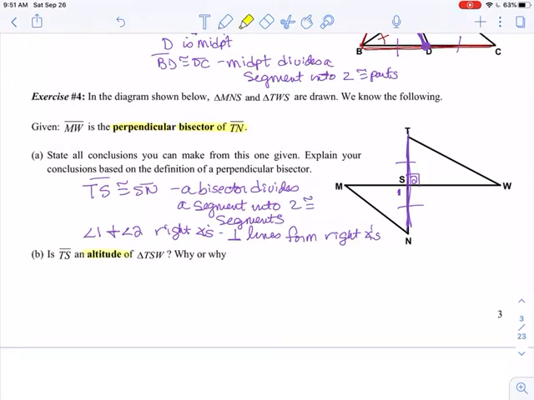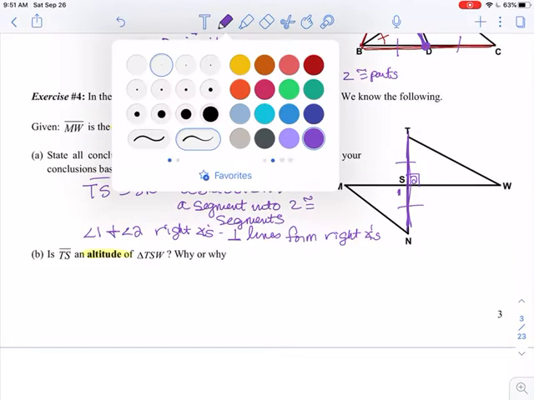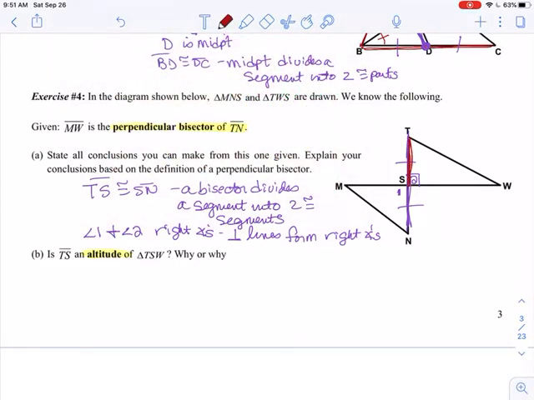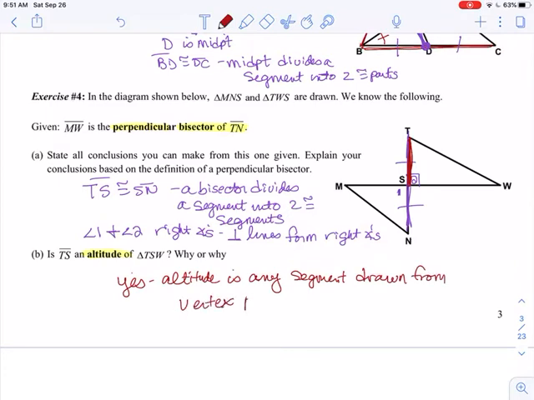Then they want to know, is TS an altitude? Well, let's find TS. TS, I'll do in red right here. Is it an altitude? An altitude is a line drawn from a vertex perpendicular to the opposite side. So I would say, yes, it definitely is an altitude. An altitude is any segment drawn from the vertex, which it is, perpendicular to the opposite side. And any of these abbreviations that I'm doing, you can also do in your proofs, and you're welcome to do on your paper.